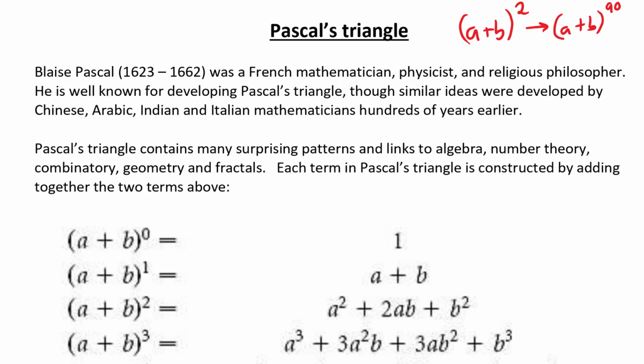One of those individuals was Pascal. This person was a French mathematician, physicist, and philosopher. Pascal's triangle is named after this individual. That being stated, this was discovered by other cultures independently, some of those discoveries done before Pascal. Let's observe what Pascal's triangle is.